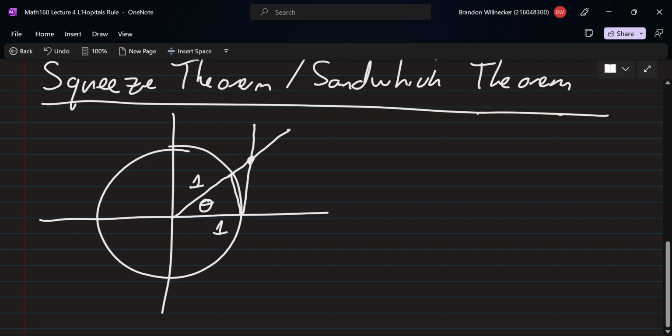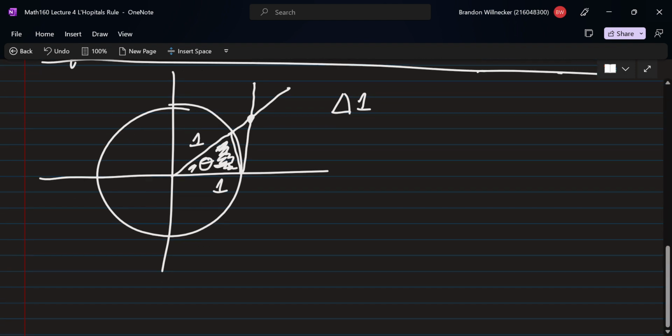There's a few things that we need to find. The first thing is the area of our triangle on the inside. So let's shade that in. That smaller triangle inside there, we're going to find the area of that. Let's call that triangle 1. So we've got triangle 1 there, and we want to find the area.